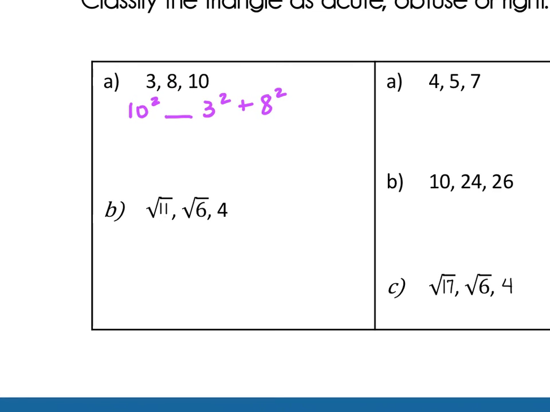So 10 squared is 100. 3 squared is 9, 8 squared is 64, so 73. So 100 has what relationship to 73? Which makes this obtuse.